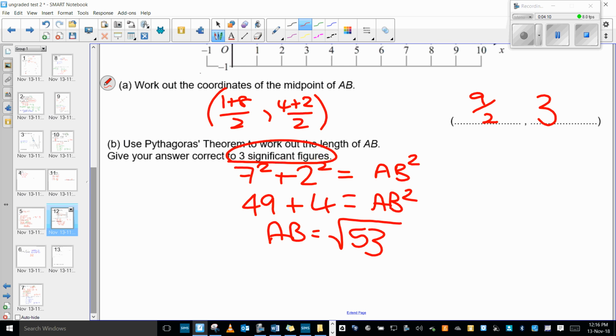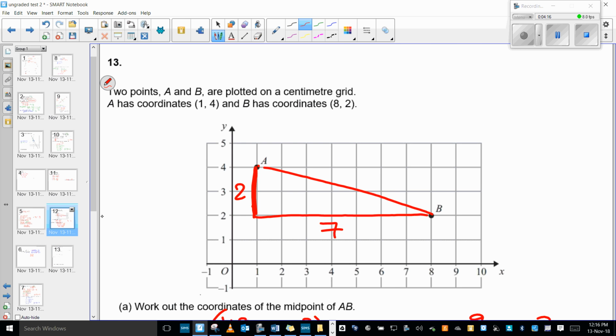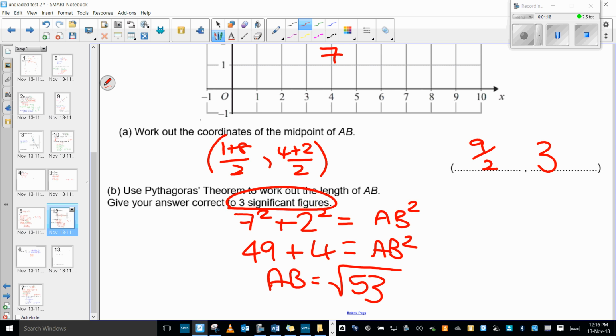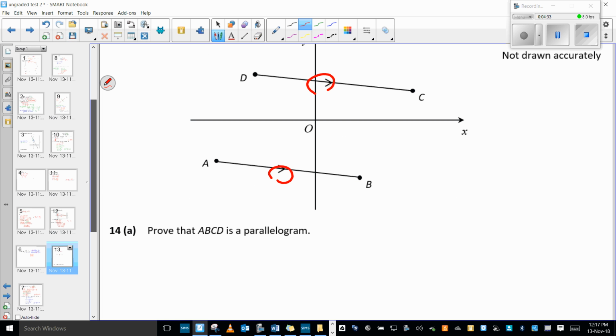Okay? And this is our last question. So, number 14. There's our coordinates. It tells us that AB and DC are parallel. You also can see that because they've got these arrows on them. It says prove that ABCD is a parallelogram.